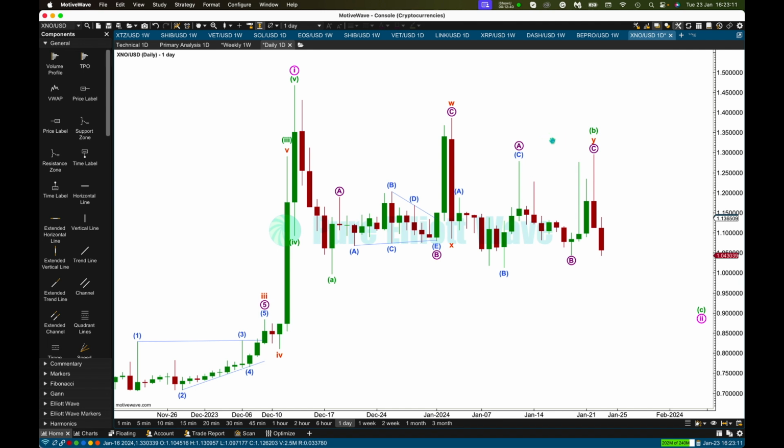Either way, without being able to check subdivisions at lower time frames, at this time frame it works and it looks not too bad. I think B was over here, so I think we've got a zigzag down for 2, A, B, C. C needs to move below the end of A to avoid a truncation. Truncations are very rare, so I expect Nano's got a little bit further down to go.